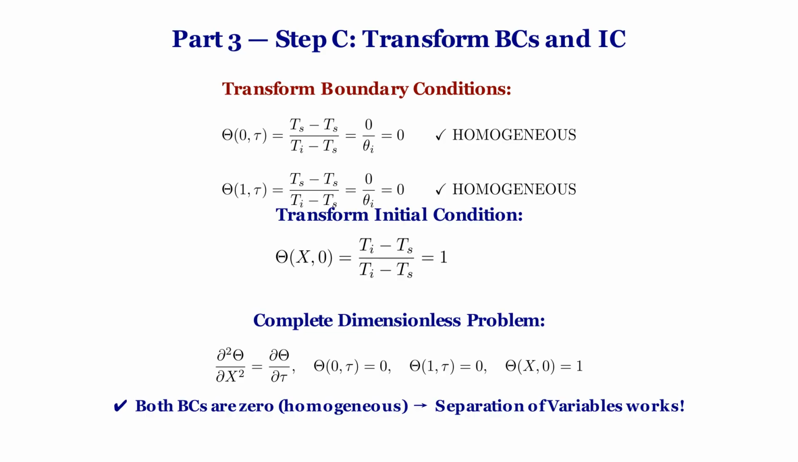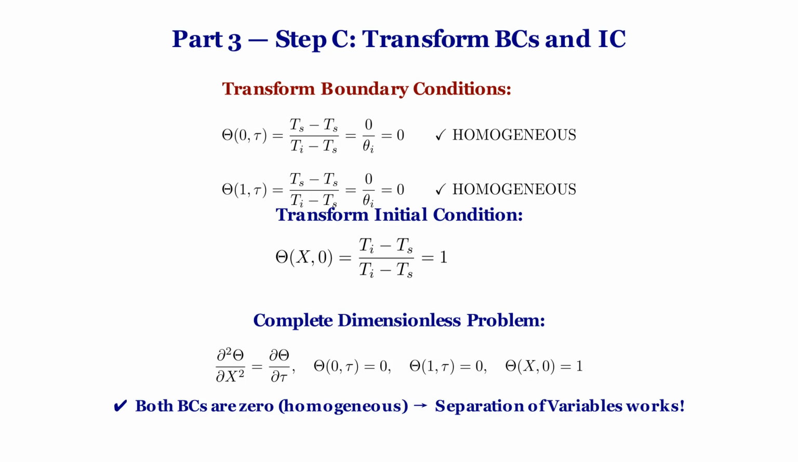Similarly for the boundary condition at X = 1, θ equals 0. Now for the initial condition, at t = 0, T equals Ti everywhere, so θ equals (Ti minus Ts) divided by (Ti minus Ts), which equals 1. So the fully dimensionless problem is, PDE: ∂²θ/∂X² = ∂θ/∂τ. Boundary condition 1, θ at X = 0 equals 0, homogeneous. Boundary condition 2, θ at X = 1 equals 0, homogeneous. Initial condition, θ at X and τ = 0 equals 1.